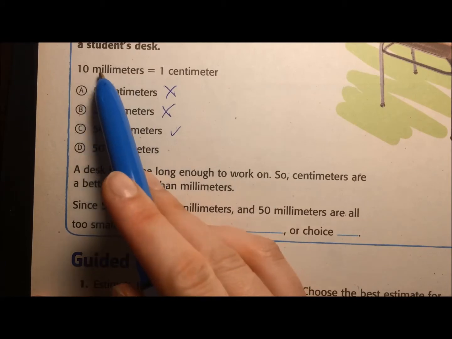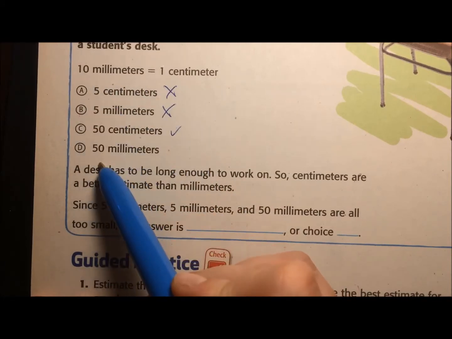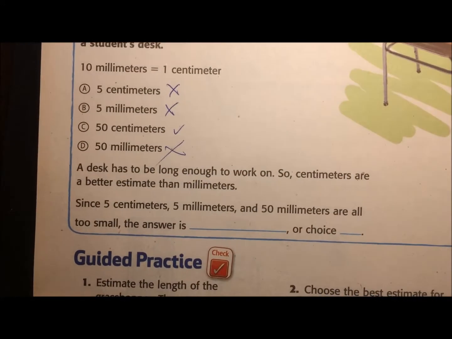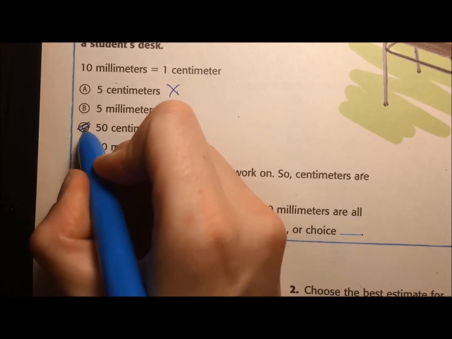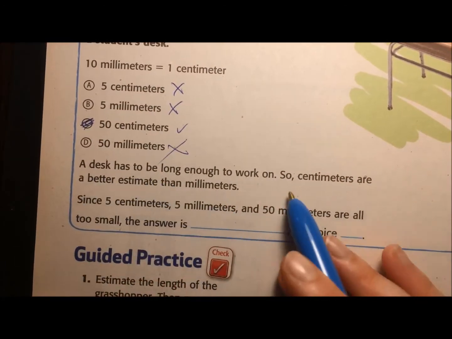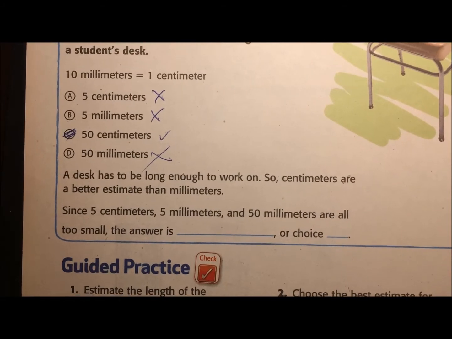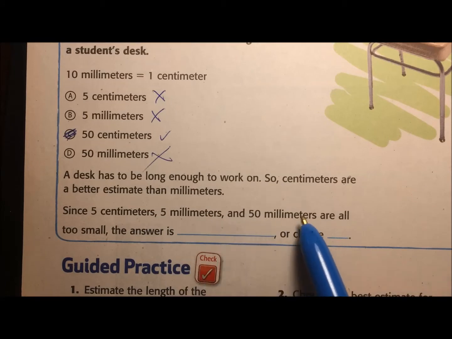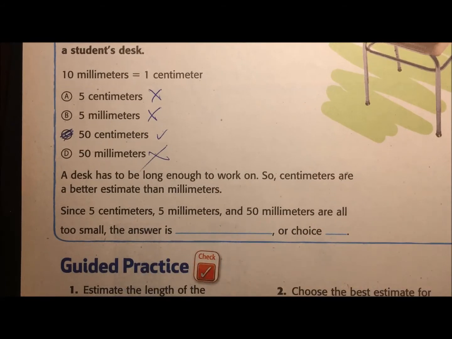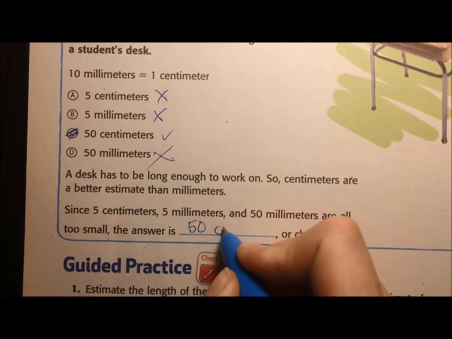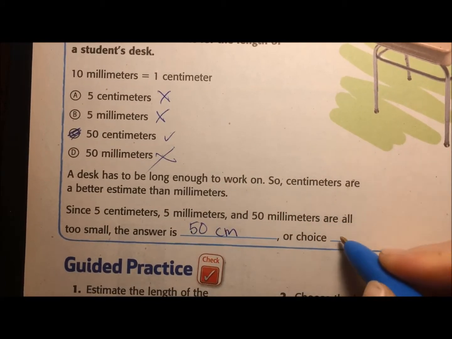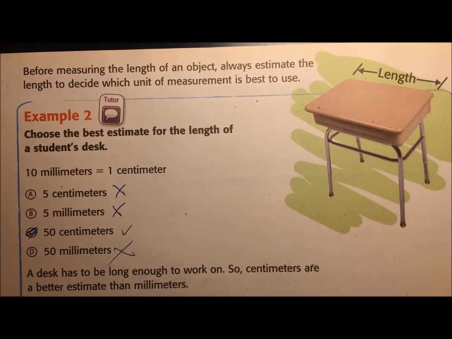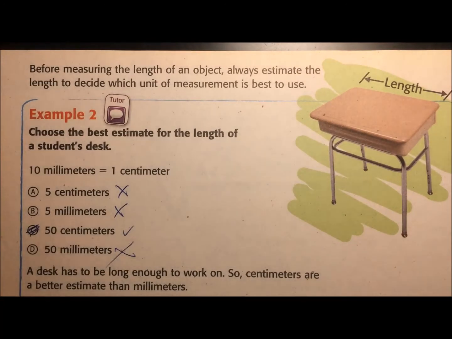Well, 10 millimeters is a centimeter. So 10 to 50 would be 5. So this is the same as saying 5 centimeters, which we already X'd out. So it has to be this one, 50 centimeters. A desk has to be long enough to work on. So centimeters are the better estimate than millimeters. Since 5 centimeters, 5 millimeters, and 50 millimeters are all too small, the answer is 50 centimeters. Or choice C. Okay, look forward to doing more estimations with the metric system in class with you soon.